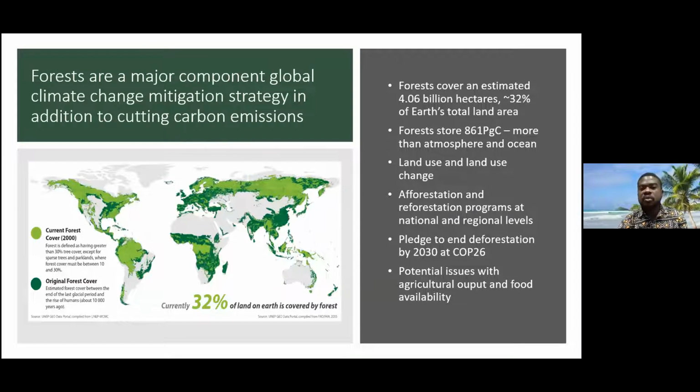The focus on forests is because they are a major component of the global climate change mitigation strategy. In addition to cutting emissions, forests cover up to 32% of Earth's total land area, and they actually store more carbon than the atmosphere or the ocean. And so they are a very, very important source of carbon storage. As we've heard earlier this week about agriculture, land use, and land use change, these are very important parts of the strategy towards mitigating climate change now and going into the future.